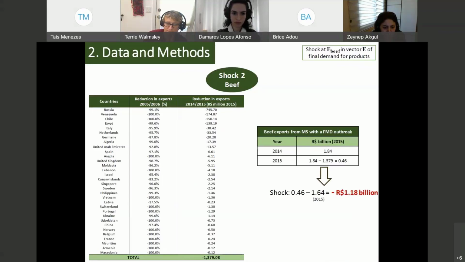Thus, we calculated the proportion in which each of these markets closed for products exported by Mato Grosso do Sul in 2006. This percentage reduction was applied to exports from the state for the same countries in 2014, showing what would be the drop in exports in the event of a FMD outbreak in 2014. Again, this reduction in exports is subtracted from the exports that actually took place in 2015, and we obtain a shock approximately 13% smaller than shock 1.